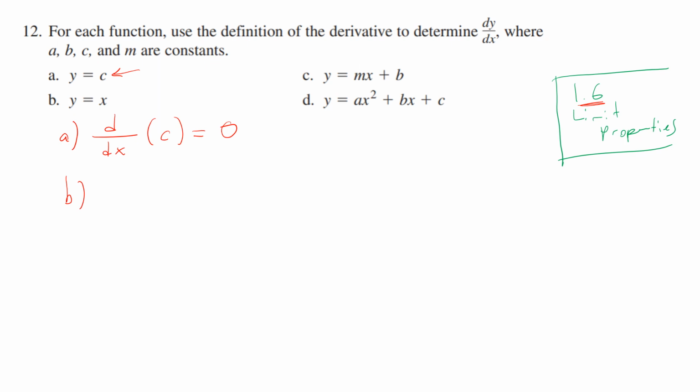So for part B, I'm going to do the same thing. I'm going to say dy over dx and put whatever the equation is given. So y equals x, therefore I'm going to put x in the place of y. And this is going to equal 1. Because remember, again, in limit properties, when x approaches a and the expression given is x, it's going to equal 1.